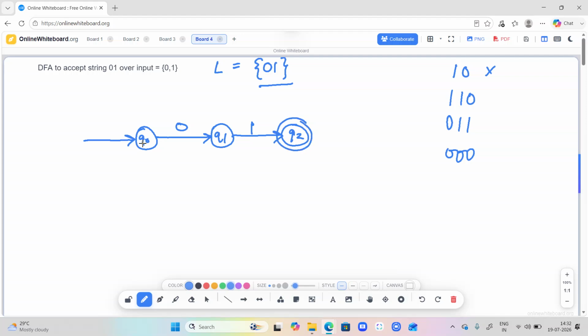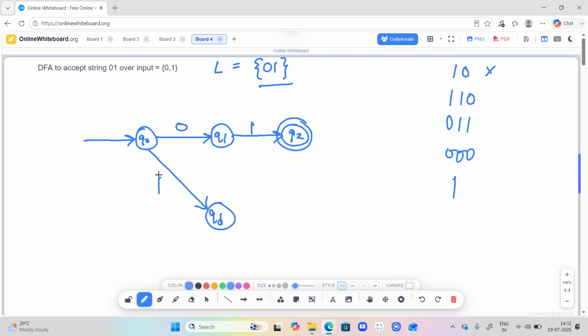What if on Q0 I receive a string starting with 1? 1 is not allowed. So in such cases, you create one dead state or trap state. So if Q0 receives 1, then it should go to dead state. It shouldn't allow a string starting with 1. Similarly, you should also take care of the transitions for the other states.